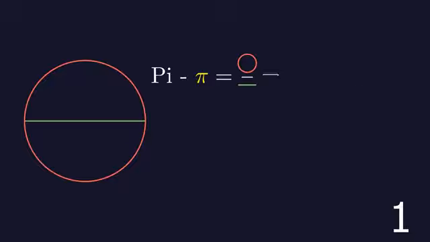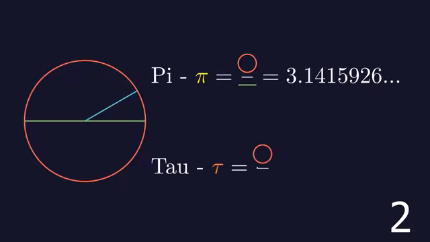Pi represents the ratio of a circle's circumference to its diameter. It is approximately equal to 3.14. Tau represents the ratio of a circle's circumference to its radius, which is equal to 2 pi.